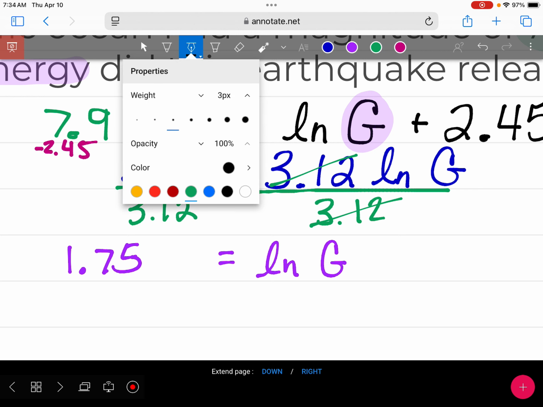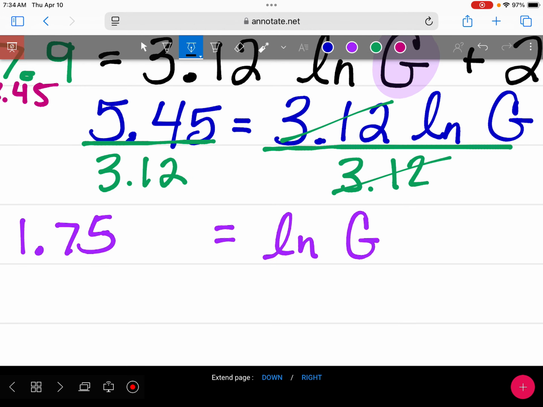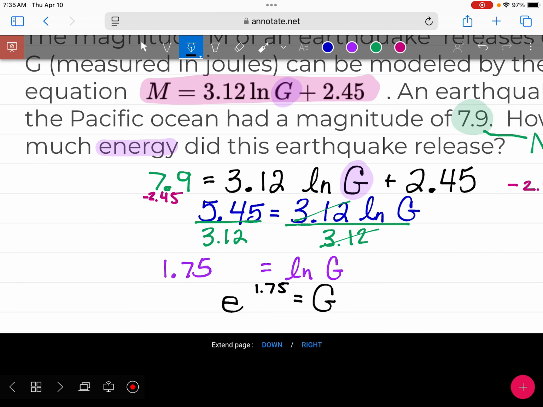So writing this in exponential form is going to be what? What's our base? e. What's our power? 1.75. And our argument is G. So technically we have an answer. We've got G by itself. We know the exact answer. Exactly, G equals e to the 1.75. How much energy is that?